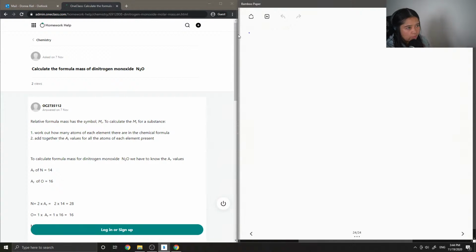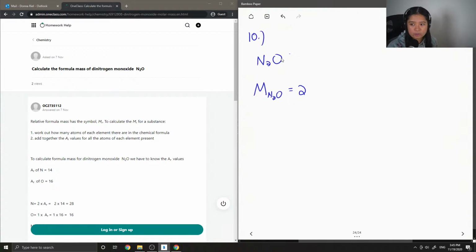Okay, so on to question 10. It just asks, calculate the formula mass of dinitrogen monoxide. Formula mass is the same thing as molar mass. To find the molar mass of dinitrogen monoxide, we would need the atomic masses of both nitrogen and oxygen. So I'm going to multiply the atomic mass of nitrogen by 2, since there are 2 atoms of nitrogen in the compound.